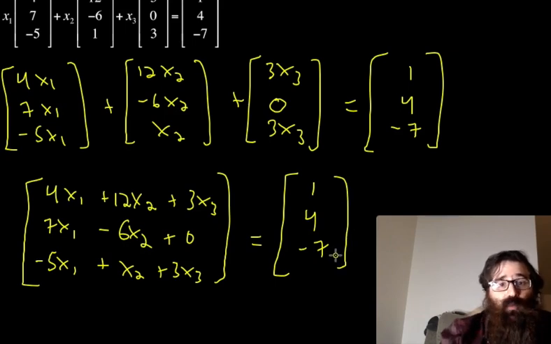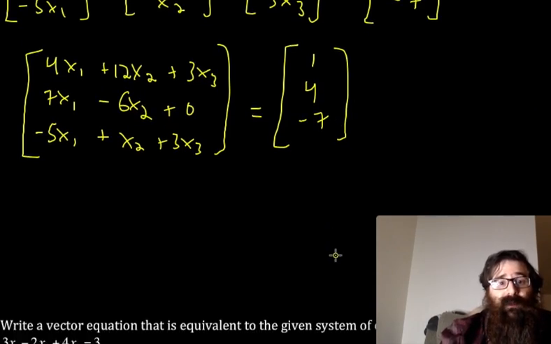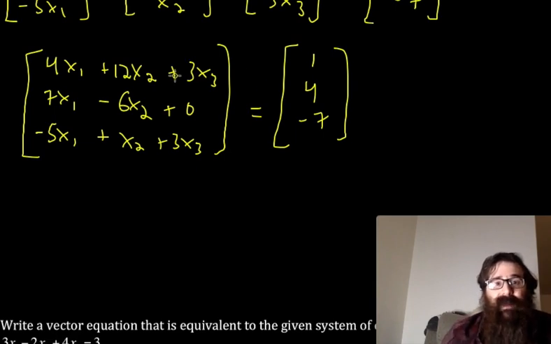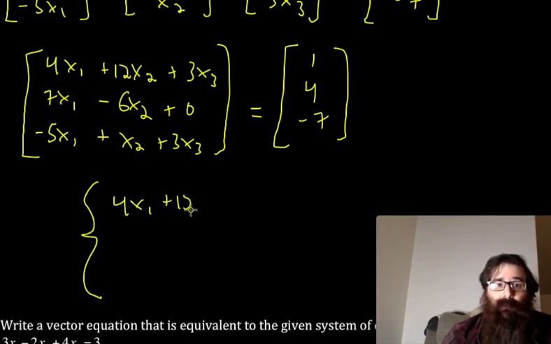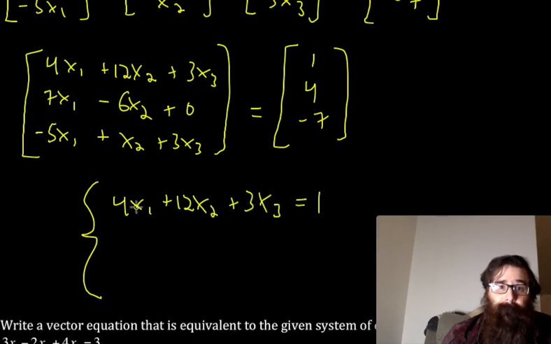Now from this, we can start to really see our system of equations. The idea is that two vectors are only equal, and here I'm saying they are, if their corresponding entries are equal. So now I can abandon the vector notation that I have here and just treat this as a system of equations. So I'll use a curly brace for the system. The first equation should be this: 4x1 plus 12x2 plus 3x3 equals 1.